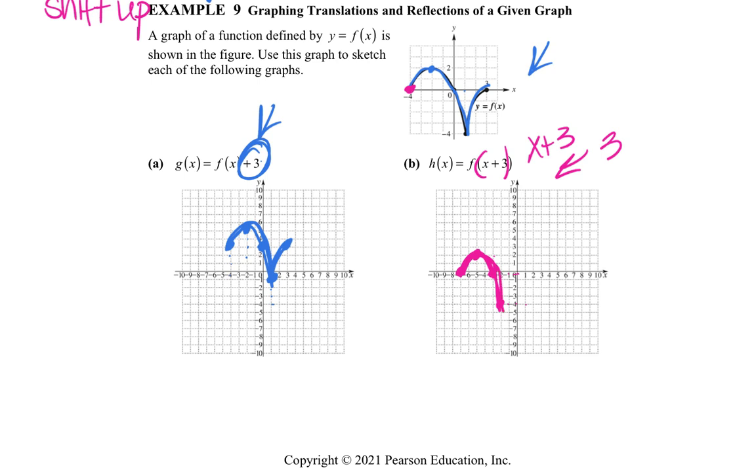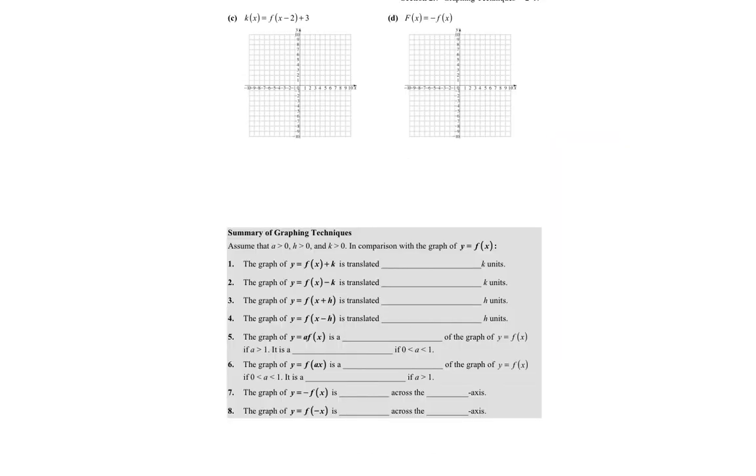So there's that part. And then 3, move it left 3, and there is that piece there. So when it's inside the parentheses with the x, it's a horizontal shift, and it's always opposite of the sign. All right, let's see the next one.